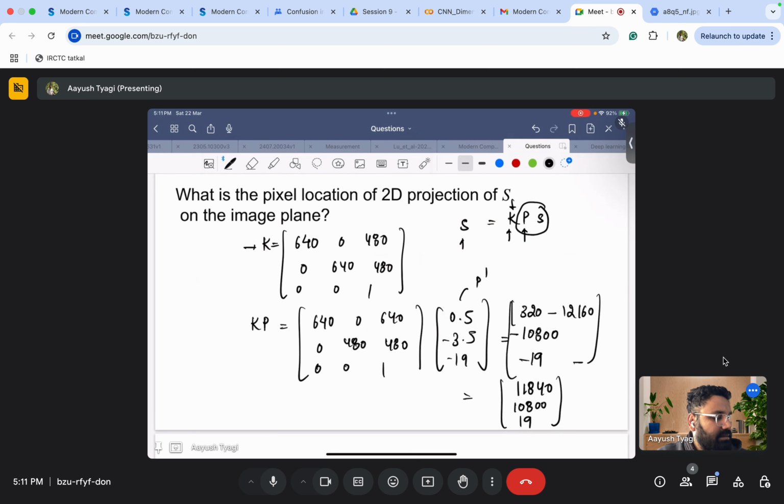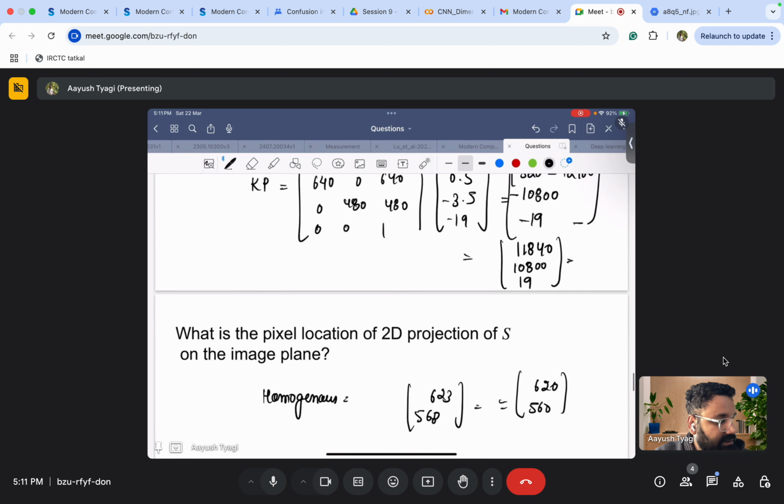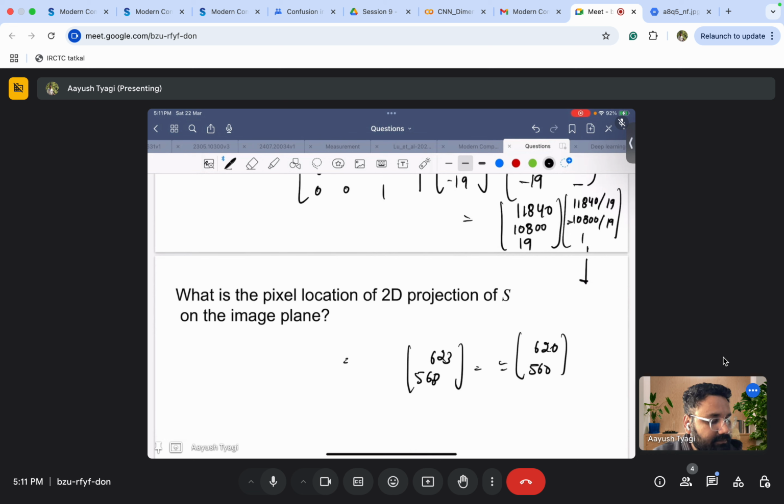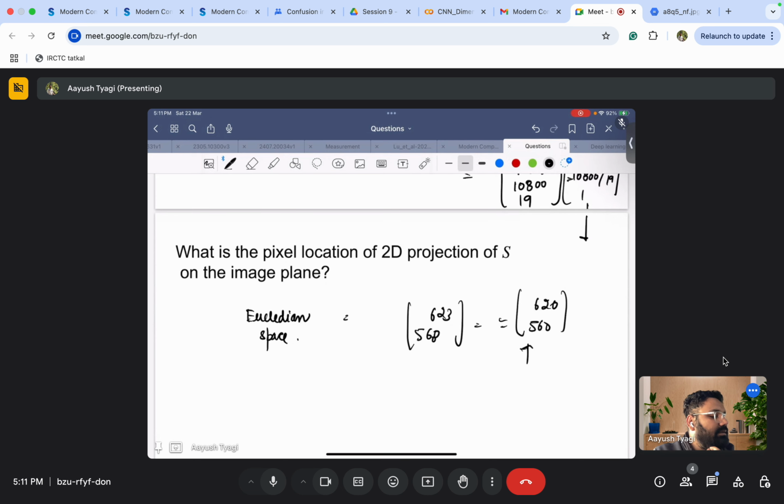So let's say this is P dash, you multiply P dash with K, and you get something, but it is still in the homogeneous coordinate space. What you do is divide everything by 19, which is the last coordinate, so 10800 by 19, and this is 1. Now you can basically call it the Euclidean space. I am getting something close to 260, 620, 560. But I think the answer was something like 960, 720. So just check it.